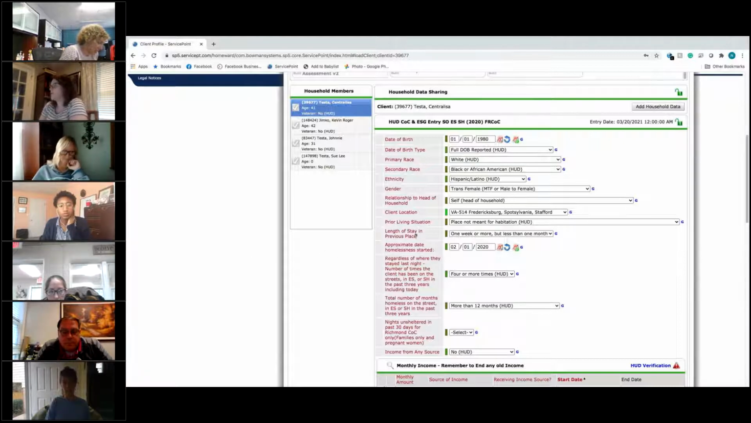I will just reiterate that the length of stay in previous place ties to prior living situation. So if you're answering this question, you want to look at the prior living situation and ask how long they were there. So if you're saying that they, before I came to your shelter, were outside, it's how long were you outside before coming to the shelter.